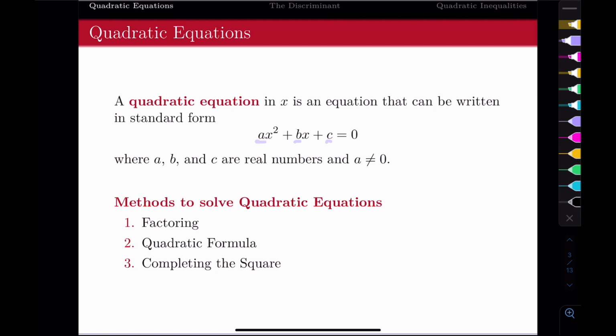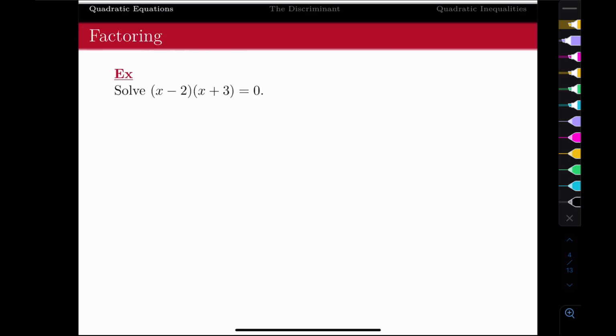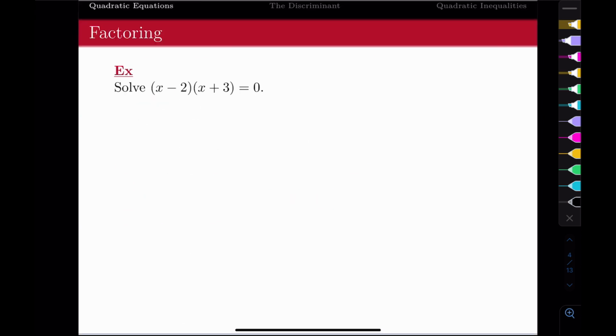The third and final method is completing the square. So we did do a little bit of that when we were talking about creating the vertex, putting it in that standard form. We're not going to do this method for solving quadratic equations, but it is another method that exists, and it also never fails like the quadratic formula. So we're going to start with factoring. We're just going to work back with a simple example.